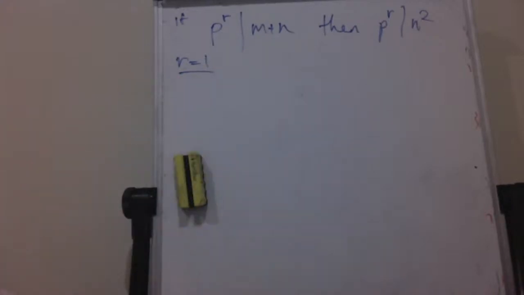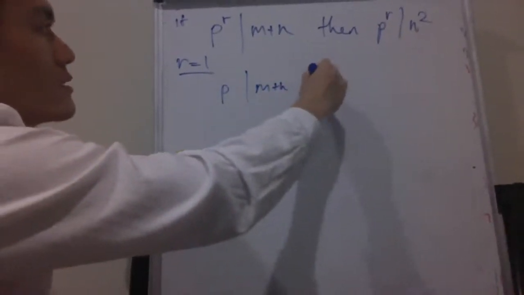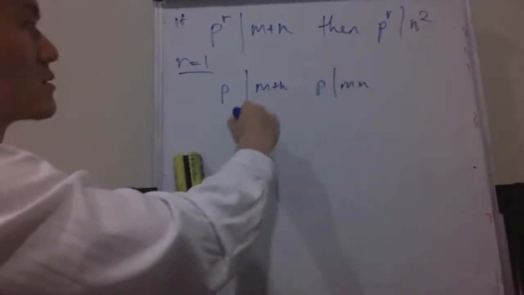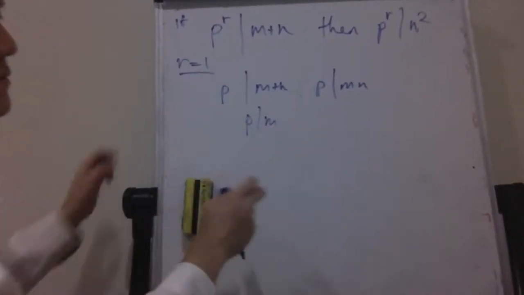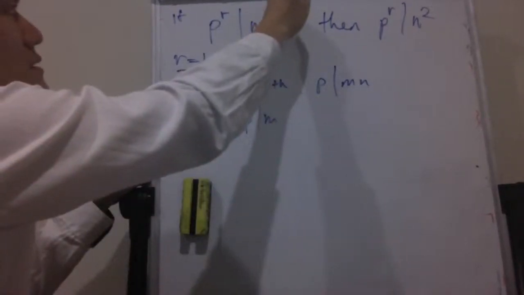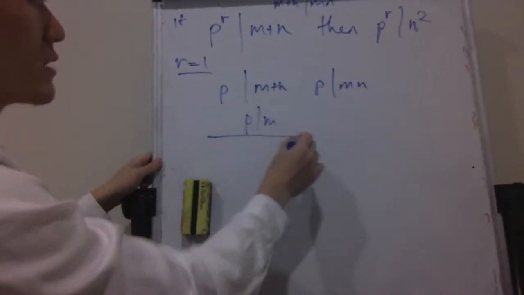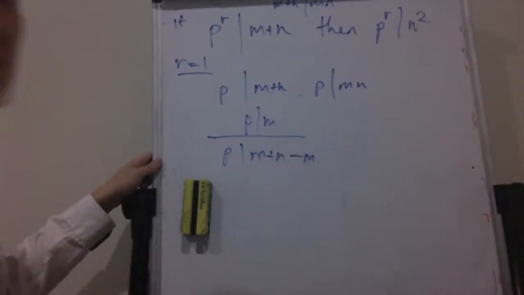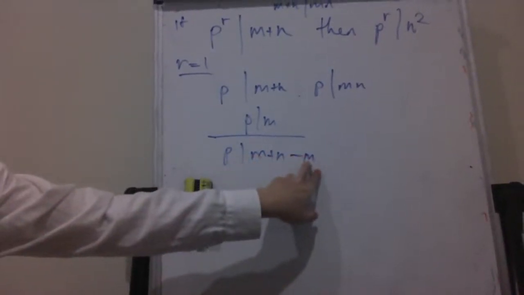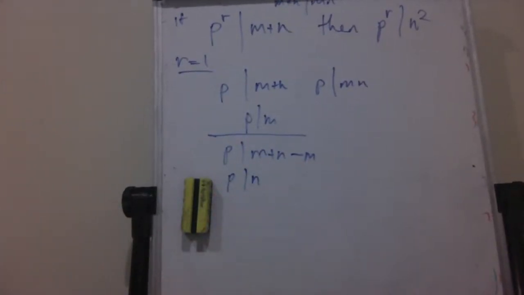Let's just do it for R equals 1. So p divides m plus n, and therefore p divides mn by assumption in the problem, because the assumption is that m plus n divides mn. Then p divides m or p divides n, let's say p divides m, because otherwise we're done. Therefore, p also divides n, because p divides m plus n minus m. This is a multiple of p minus a multiple of p. So this means p divides n. You don't need to prove why p divides m. And then therefore p divides n squared.